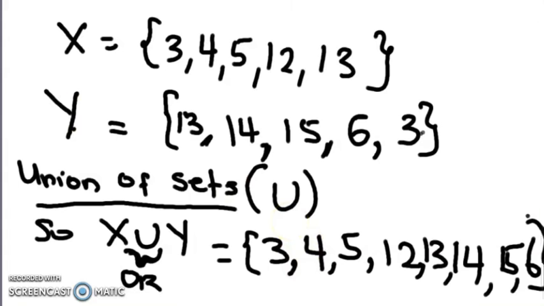And so what do we have here? X union Y are just elements in X or Y. We put them together and then we write them as another set.